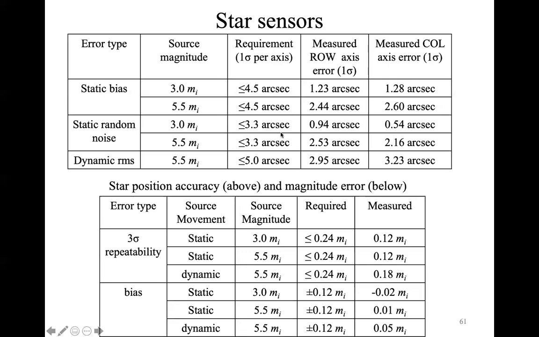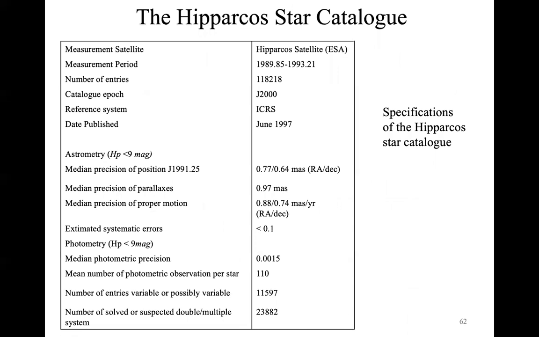The other error that is also related to the magnitude of the star is related to the star position. The star position is basically your V in the WABA problem or the TRIAD problem. The knowledge of the position, so the orientation of the star in the inertial reference frame, is given by the star catalog. One of the main star catalogs used, for example, by ESA, is the Hipparcos star catalog.